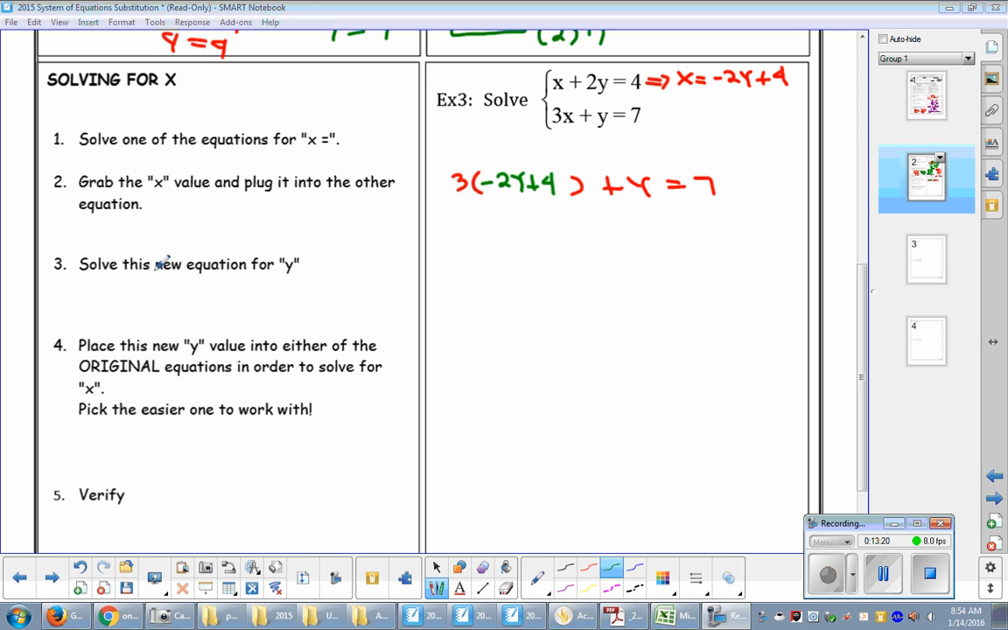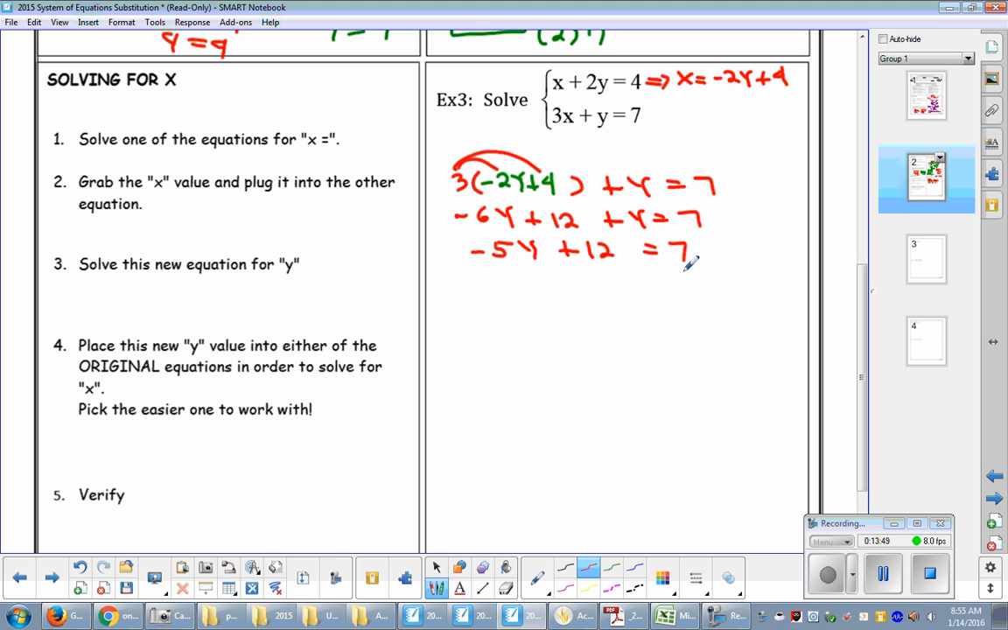So solve this new equation for y. Once we simplify this, you will get a value for your y. So let's distribute 3. I'll get negative 6y. 3 times 4 will give us 12 plus y equals 7. So let's combine negative 6y and y. It will be negative 5y plus 12 equals 7.